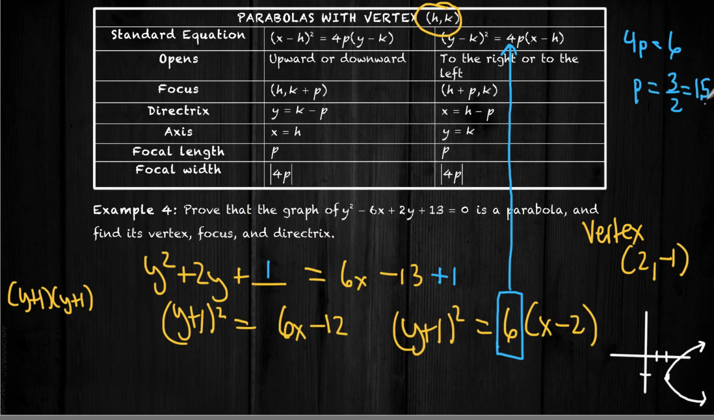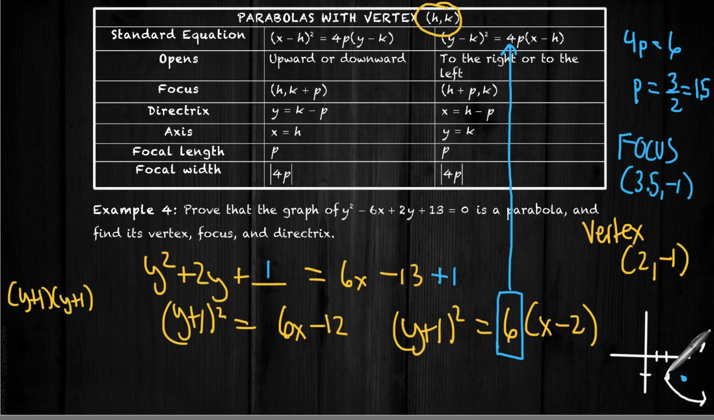And p is the distance from the vertex to the focus. So that's going to be a distance of 1.5. And remember, the focus is always inside of the parabola. So it's going to be a distance of 1.5 to the right. So therefore, the focus is going to be 3.5, comma, negative 1. So 3.5, comma, negative 1.